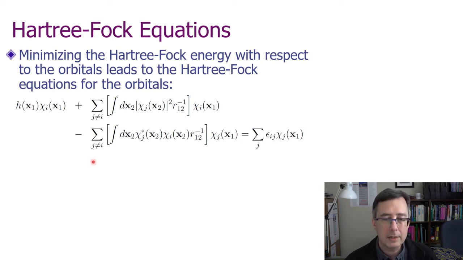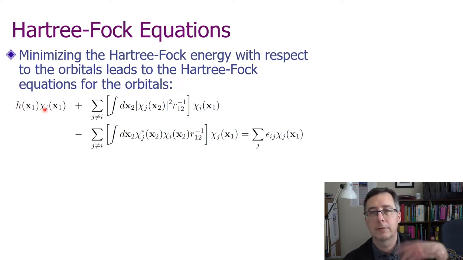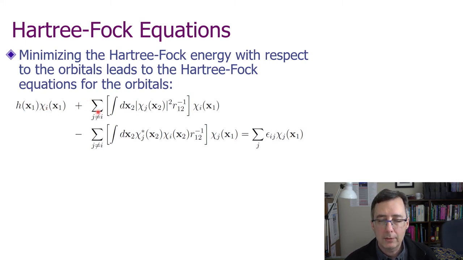You get this kind of complicated looking equation where the one electron operator acts on a spin orbital chi I, and you get this equation for all possible chi I's. Plus this kind of complicated thing in brackets, where I'm summing over all the other spin orbitals chi j, and this thing is basically an absolute value squared, which just means the function times its complex conjugate. So that's the probability of finding electron 2 at location x2 if it's in orbital chi j. And if it were there, it would have a Coulomb repulsion with an electron in orbital I. So there's the Coulomb operator there. So this is kind of a Coulomb term. That's kind of a one electron term.